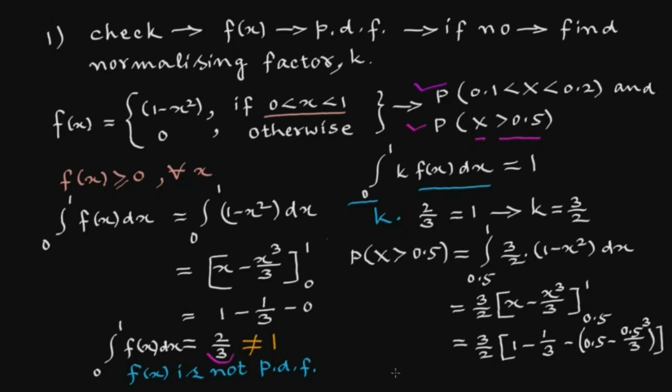This finally works out to 0.313. So the probability when the continuous random variable x is greater than 0.5 is 0.313. And the first probability that we have already found out is 0.146.